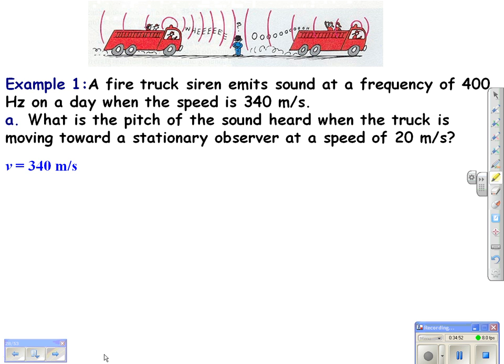All right, so we have to start off with identifying variables. We know our speed of sound in air is 340. Those of you that have it printed out, if you turn it to the back of your page and work this problem, it helps you a whole lot more than just looking at the problem worked out on the page. Your f_s, or the frequency of the source, is 400 hertz.